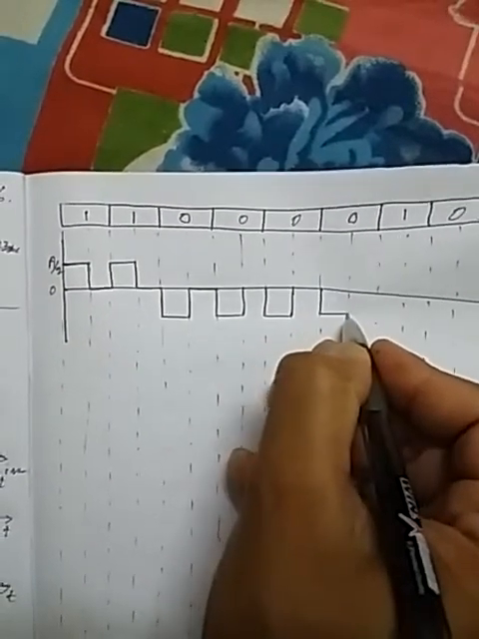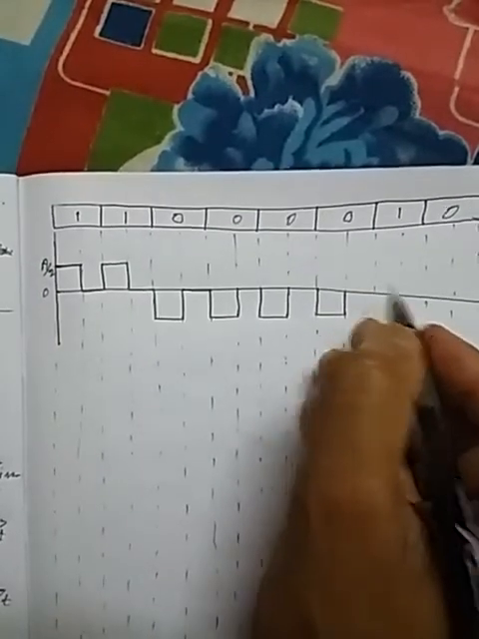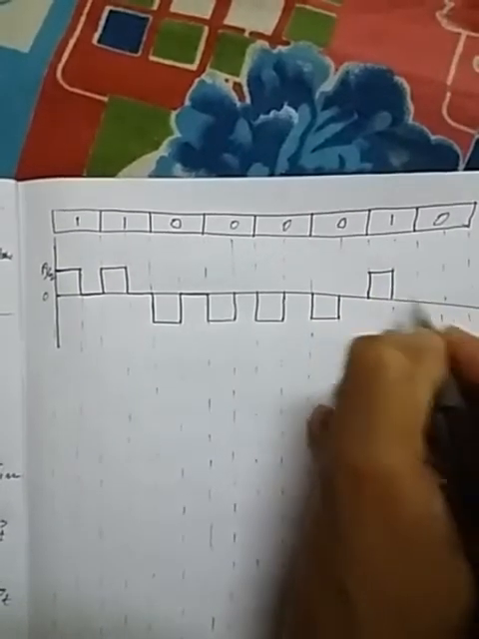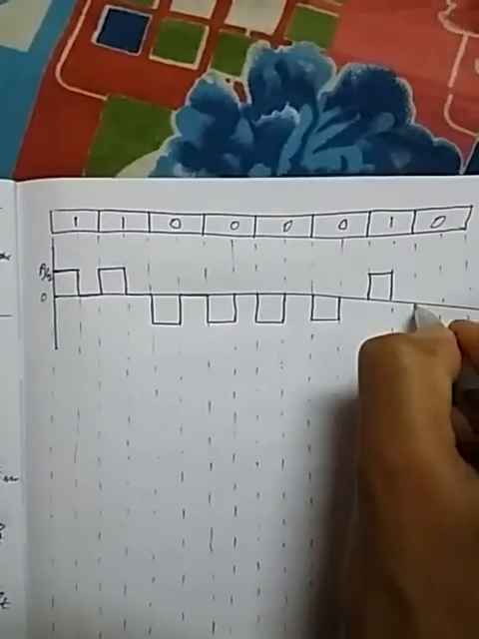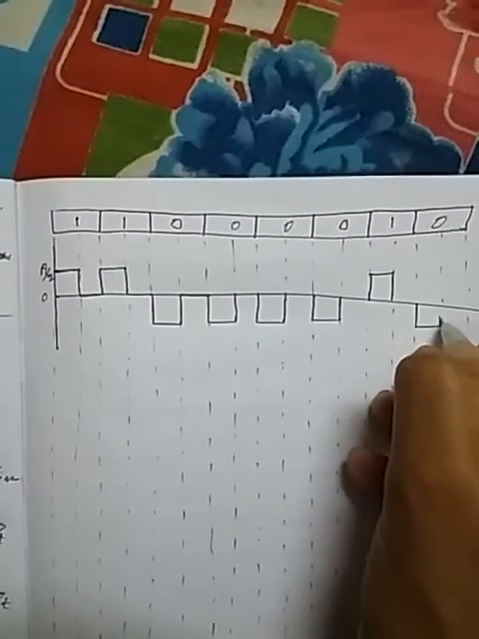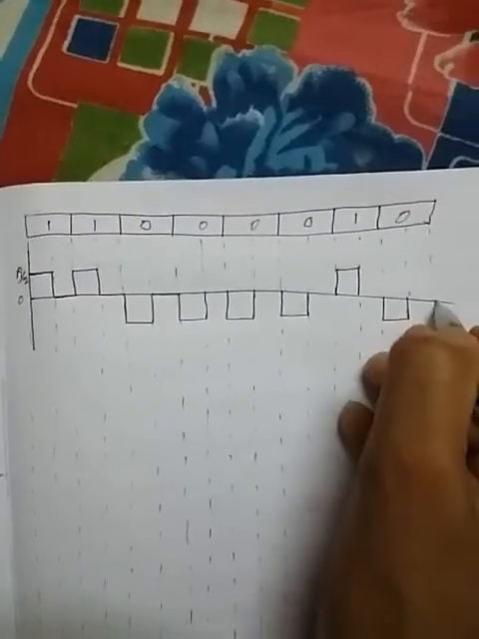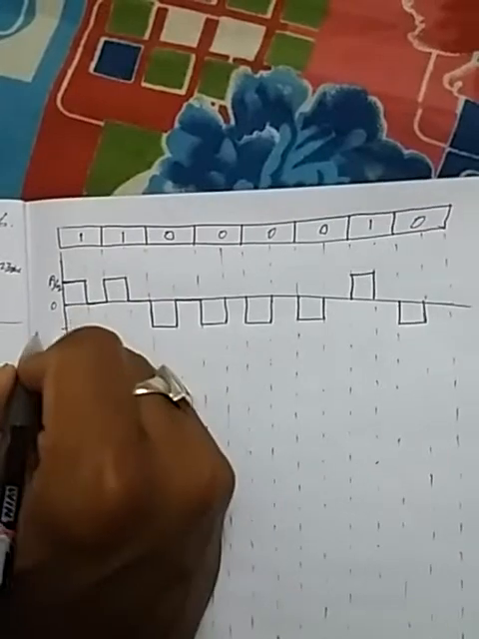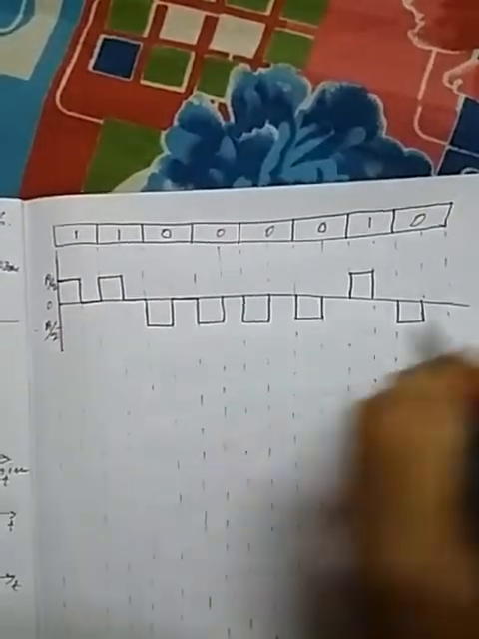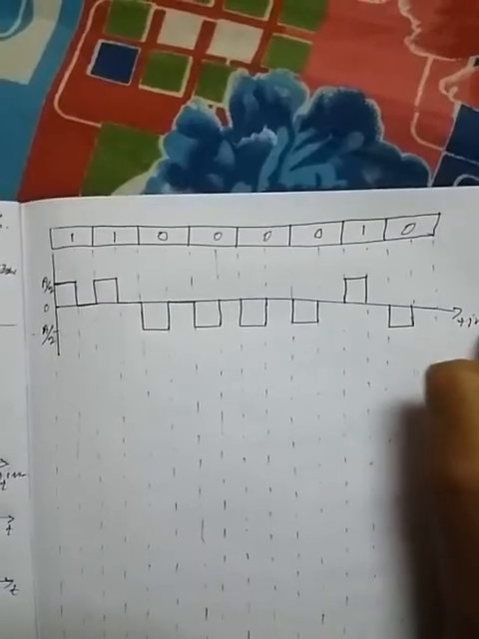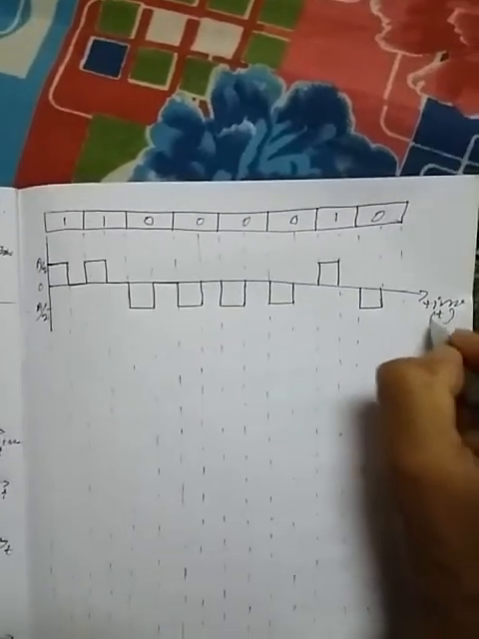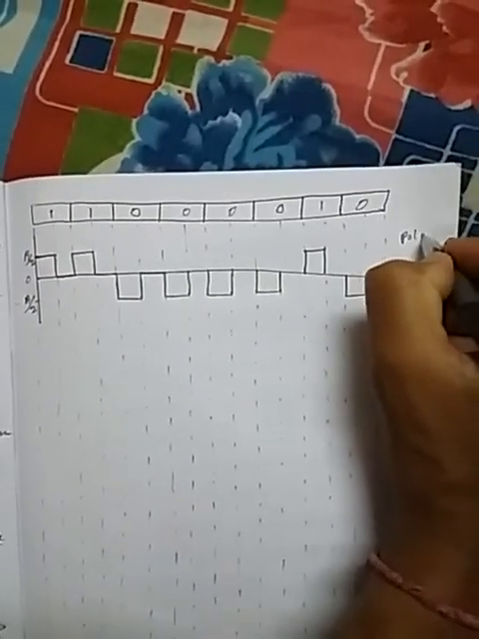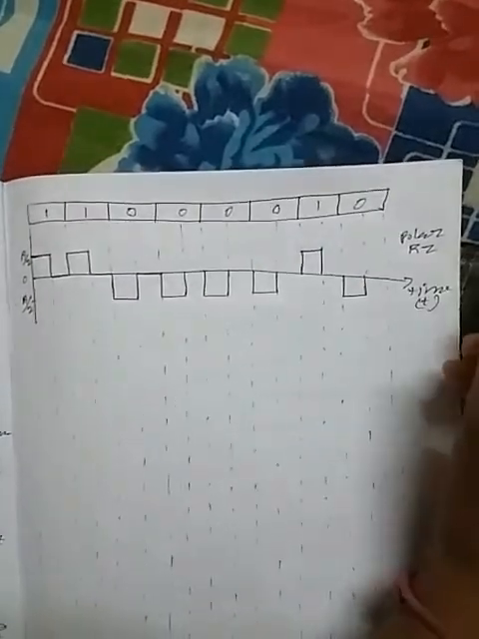Again it is repeated. Okay, now for 1 it will be positive peak of A by 2 and it returns to 0. Then it is 0, so it will go to negative amplitude and it returns to 0. So this is the waveform of polar return to zero, and the negative amplitude is minus A by 2. So this is the time axis that is defined by small t. Okay, so this waveform is for polar return to zero type.